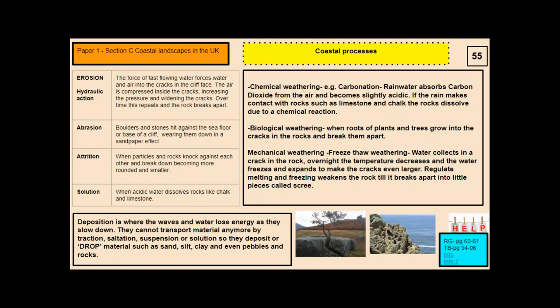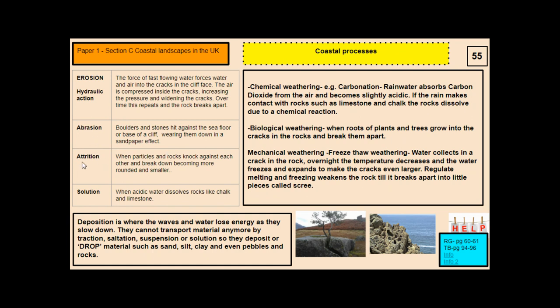The next type of erosion is abrasion. This is when rocks and stones that are carried by waves hit against the sea floor or at the base of a cliff, and these wear them down, like a sandpaper effect. And a good little tip to remember is abrasion has an S in it. The S there stands for the sandpaper effect.